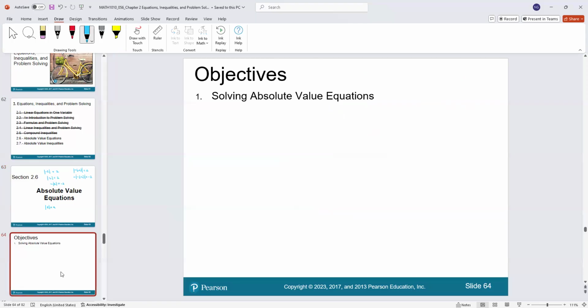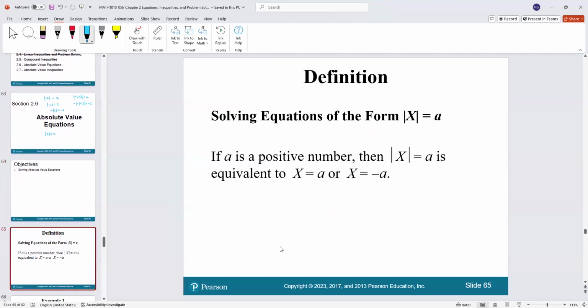So there are not a lot of objectives in this section. We're going to just solve absolute value equations. In terms of definitions for absolute value equations, if we solve equations of the form absolute value of x equal a, we use the equality symbol. So that's not an inequality, that's equality. Equal a.